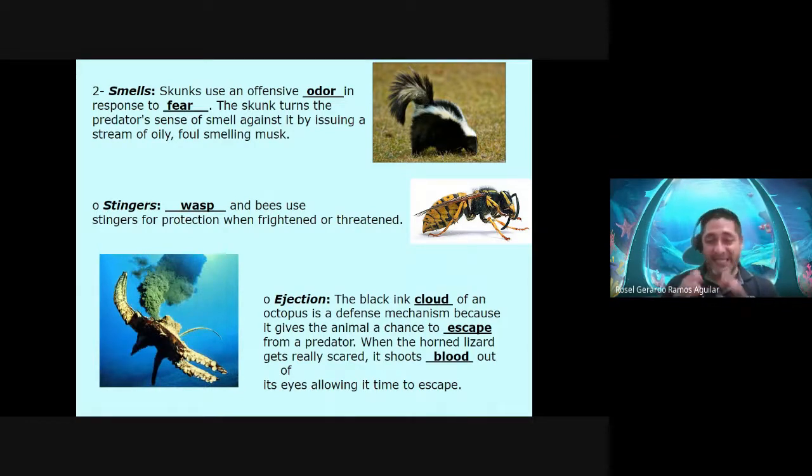Insects also. Ejection: we have the octopus and squids, where the black ink cloud of an octopus is a defense mechanism because it gives the animal a chance to escape from a predator. When the horned lizard gets really scared, it shoots blood from its eyes and it gives it time to escape.